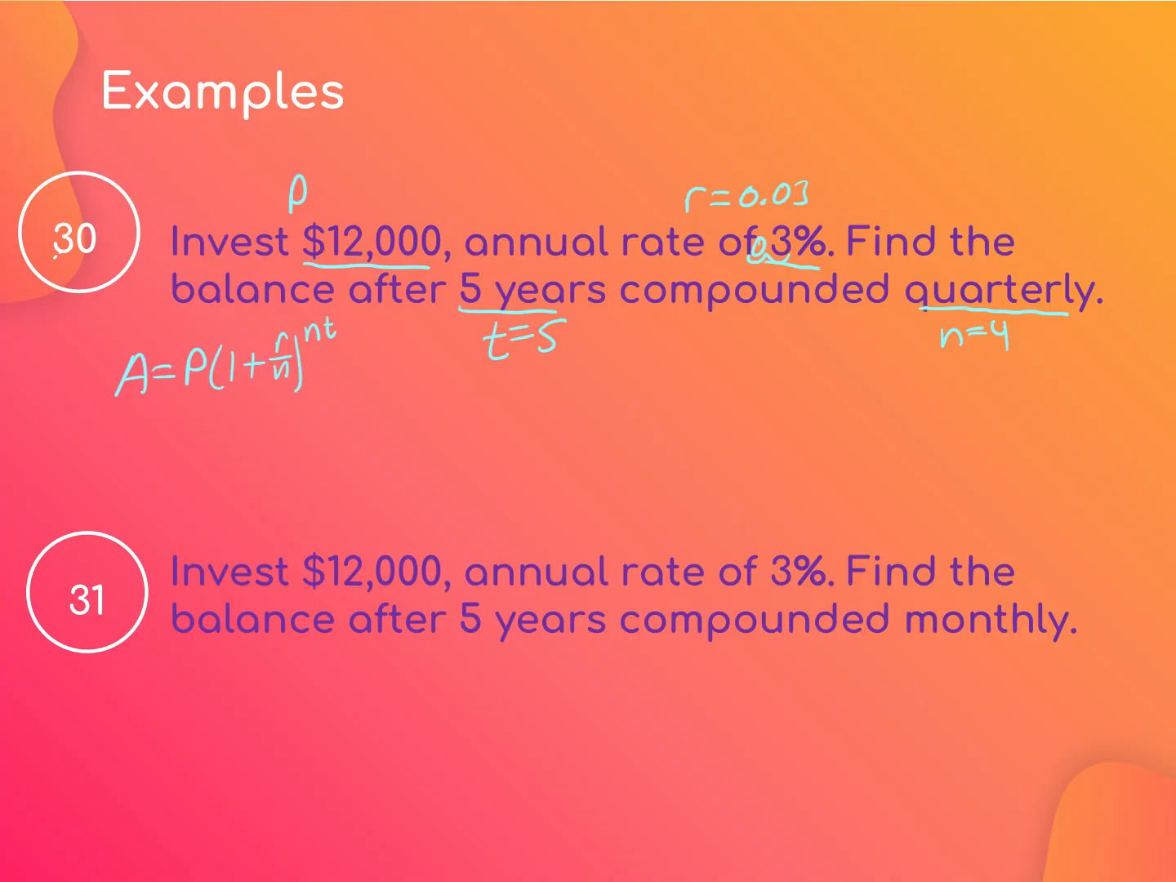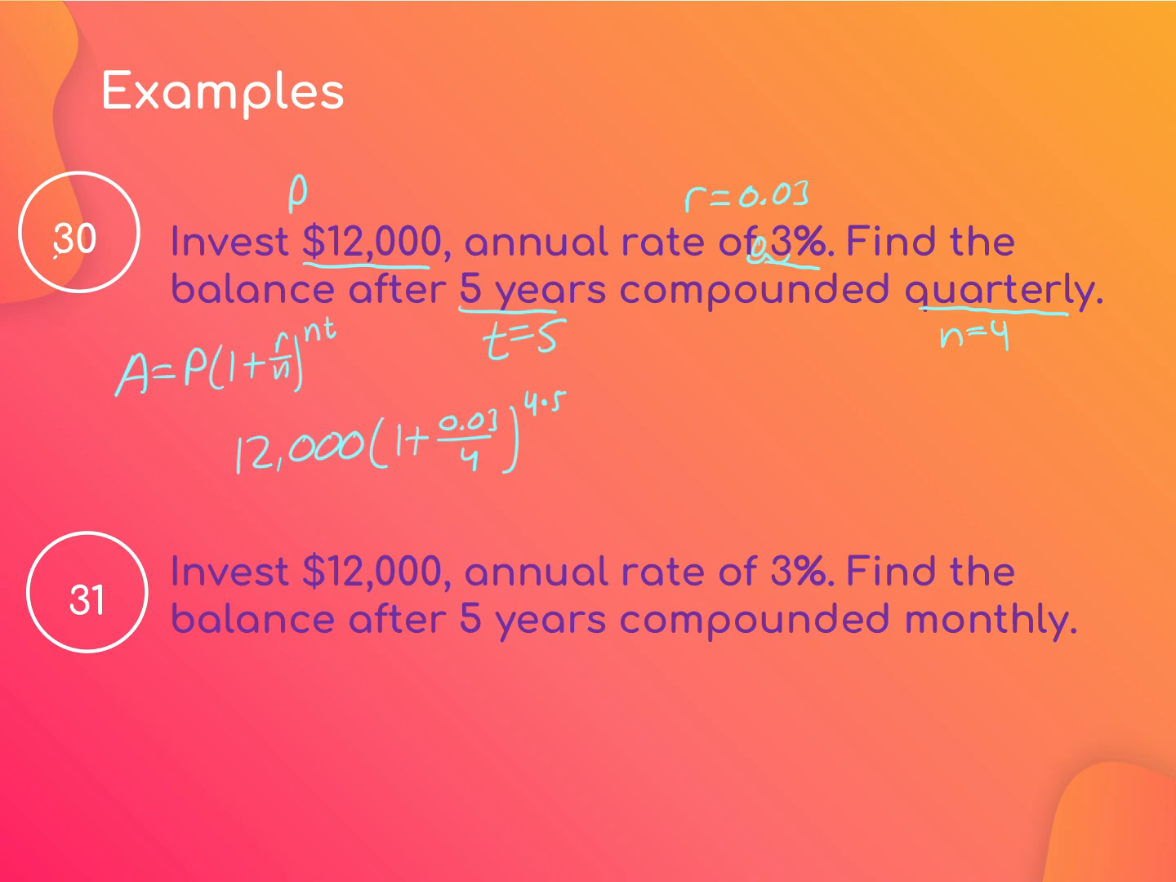So then what I'm going to do is this is going to be 12,000. And this is something that we need to plug into a calculator. You're not going to be able to very easily get this number by hand. So I get 0.03 over 4, over n to the power of nt, so to the power of 4 times 5. Now, writing that formula down, super easy.